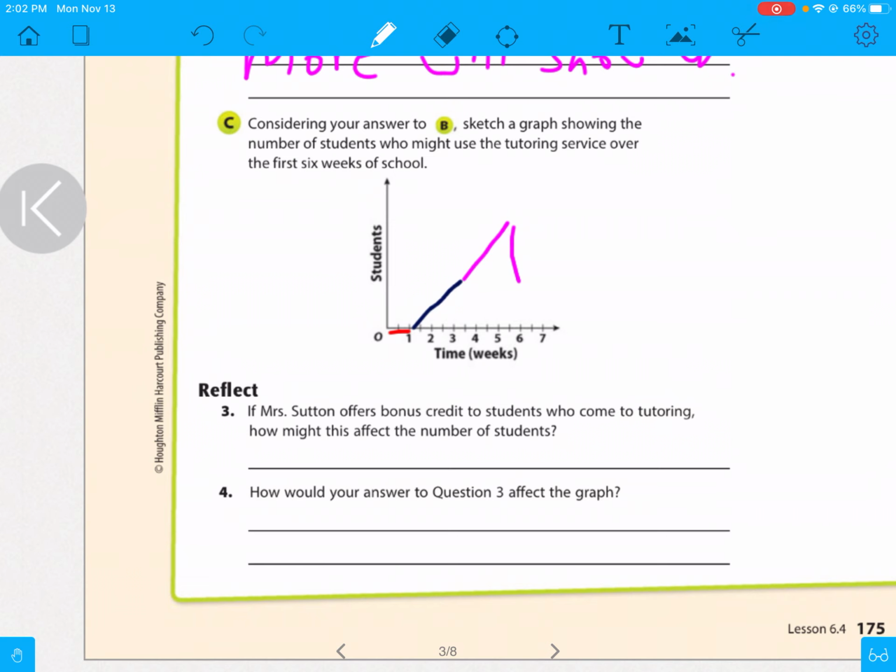So if Mrs. Sutton offers bonus credit for students who come to tutoring, how might this affect the number of students? I'm pretty sure there would be more because everyone wants extra credit and doesn't want to do the regular credit. And then how do you think question 3 might affect the graph? I would say more students. It might go up a little bit more. So we might have more students overall.